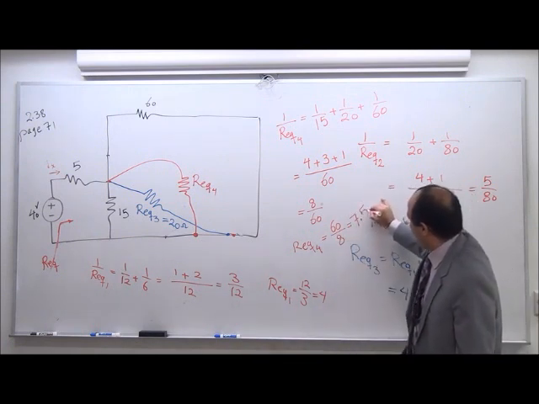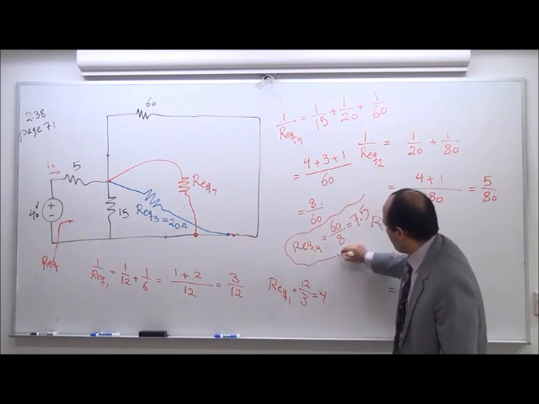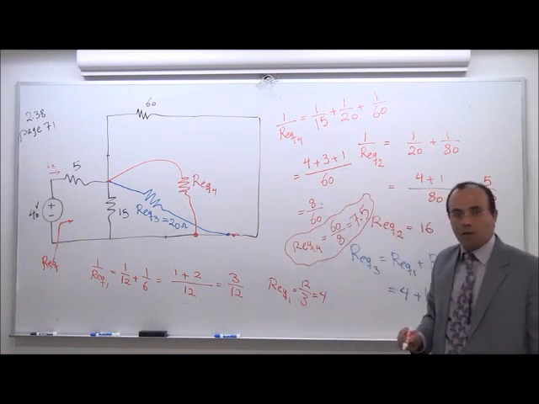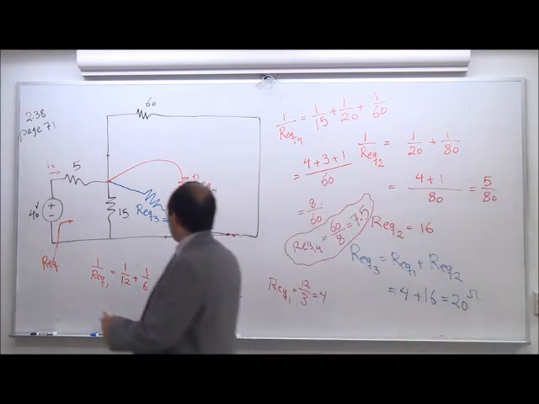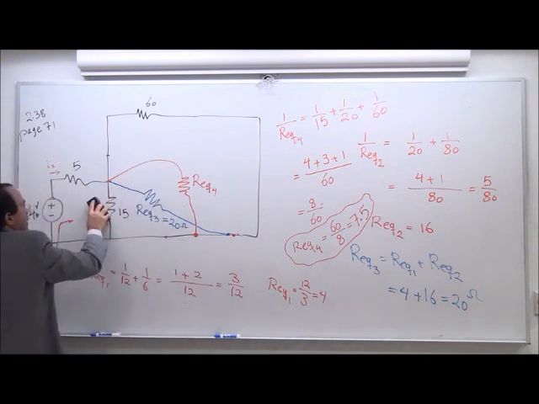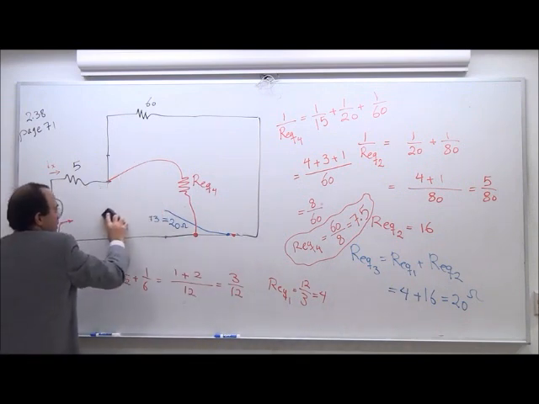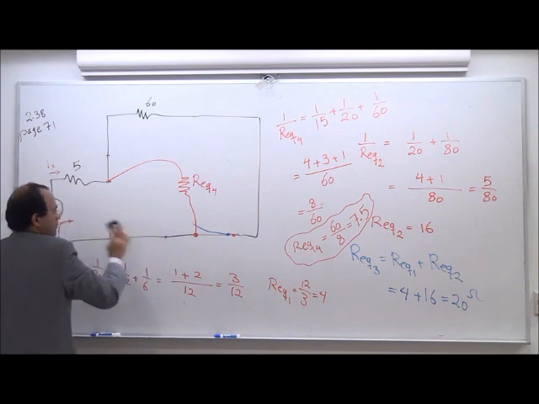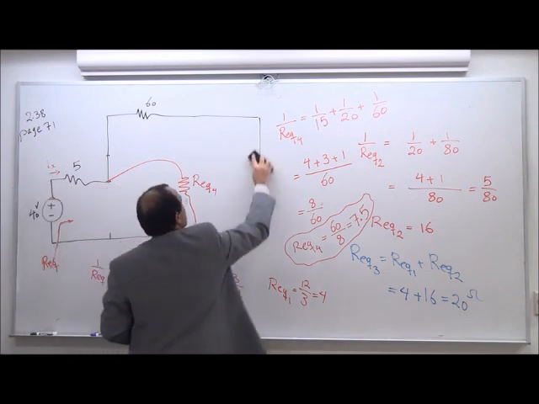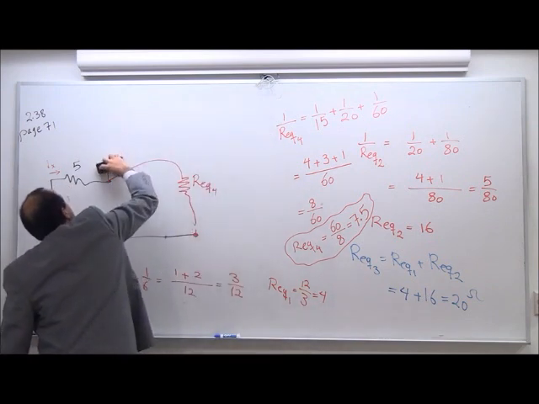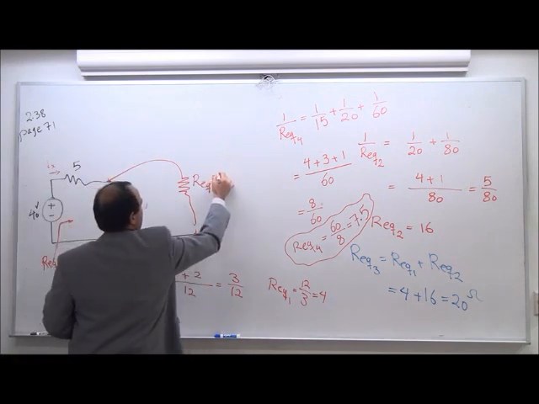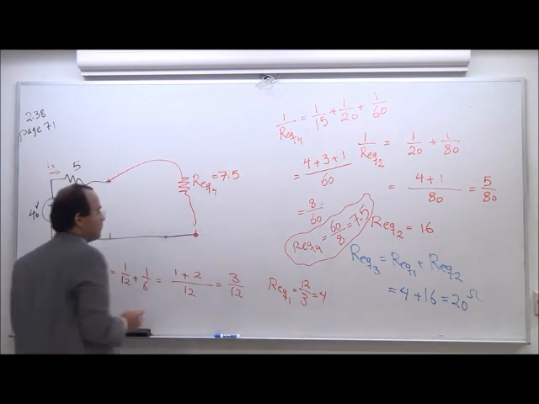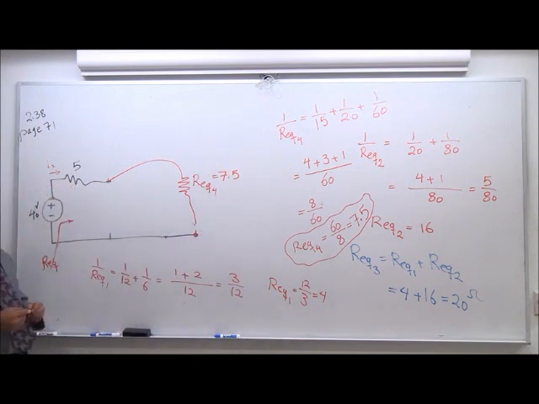7.5. Don't be afraid if your values in the exam are fractional. It could be even uglier than this. 7.5. What did I do? I said 15, 20, and 60 are all in parallel, and I replaced them. This one is 7.5. What do I see in front of me?